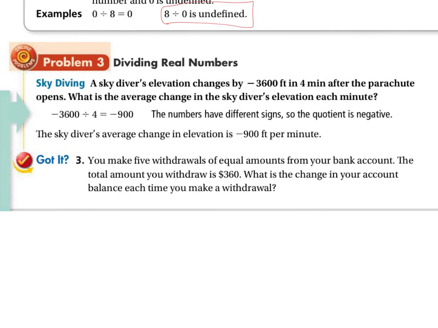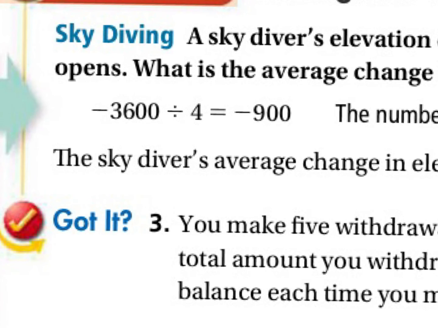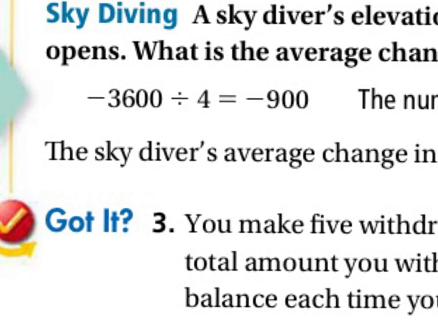Okay. So if you look at problem 3, a skydiver's elevation changes by negative 3,600 feet in 4 minutes after the parachute opens. What's the average change in elevation each minute? Okay, so we're just going to divide out the feet by the minutes. If you divide that out, negative divided by positive is negative, and 3,600 divided by 4 is 900. So negative 900 feet for that one.